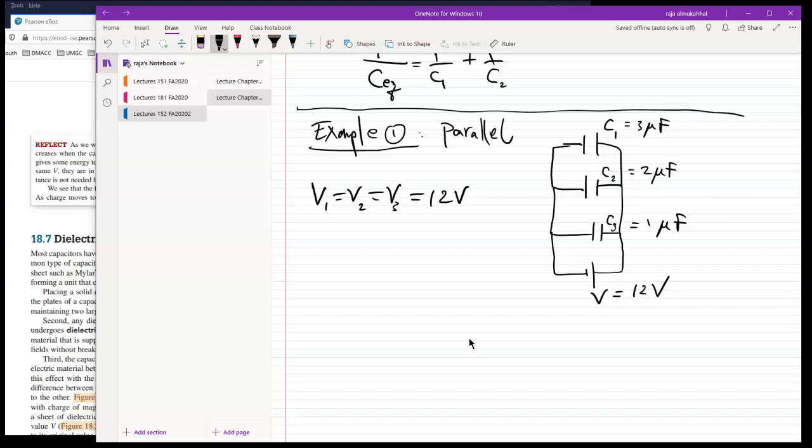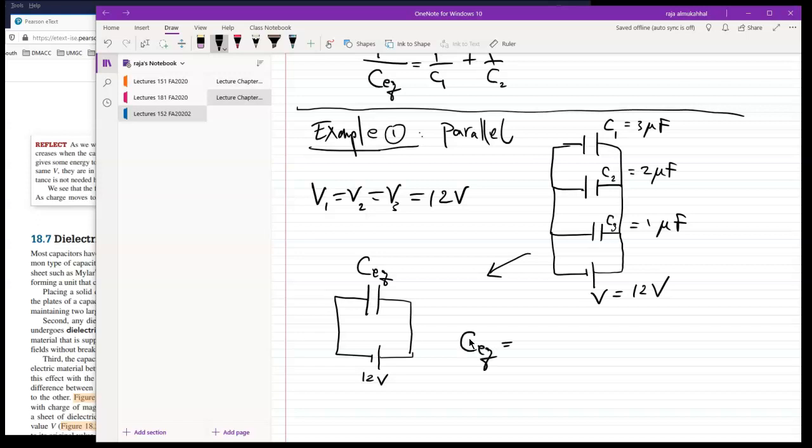How do I calculate that? Well, first of all, let me redraw that into one equivalent capacitor. I have one single equivalent capacitor right there with the same battery of 12 volts. We're going to call that C sub EQ.